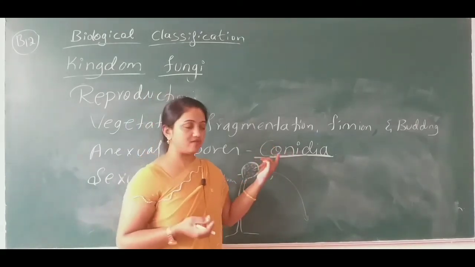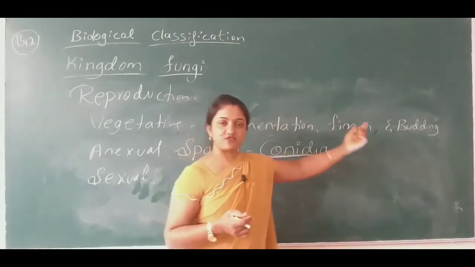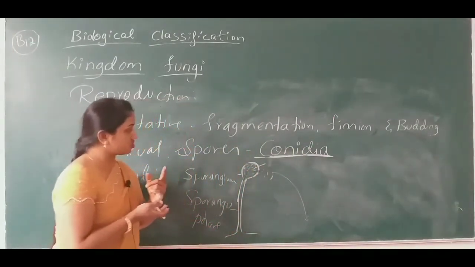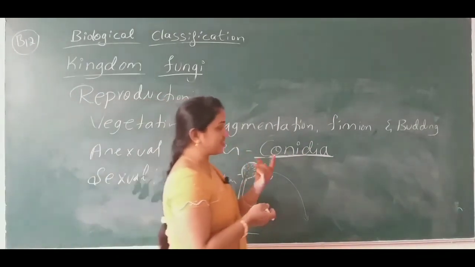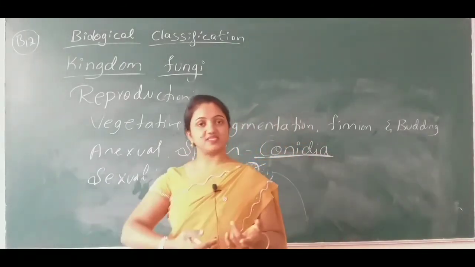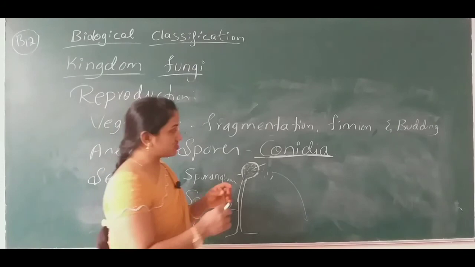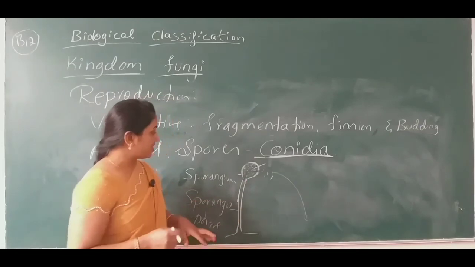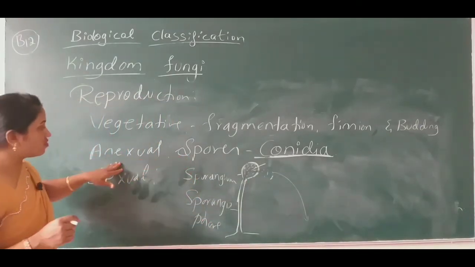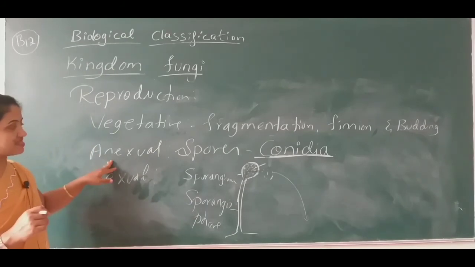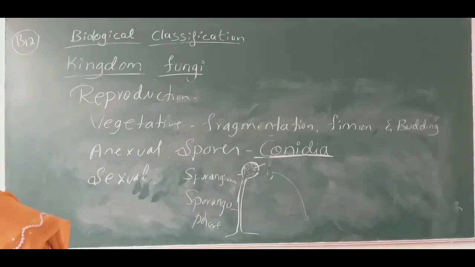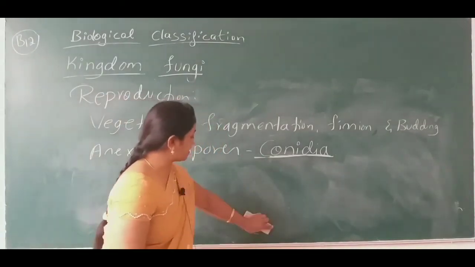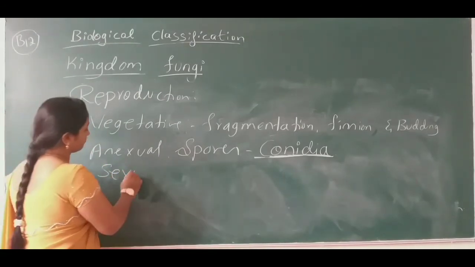So in three names they have given. Why have they given three names? Some of the fungi form conidia, some form sporangiospores, some form zoospores. Zoospores literally means having flagella, so they can move by themselves, using those flagella from one place to another. This mode of reproduction is known as asexual mode of reproduction. Okay. One more is there, that is the sexual mode of reproduction.